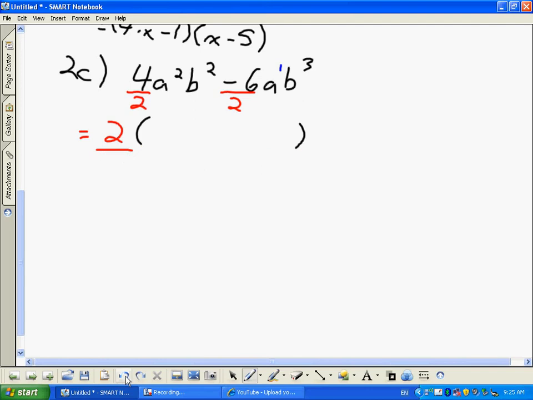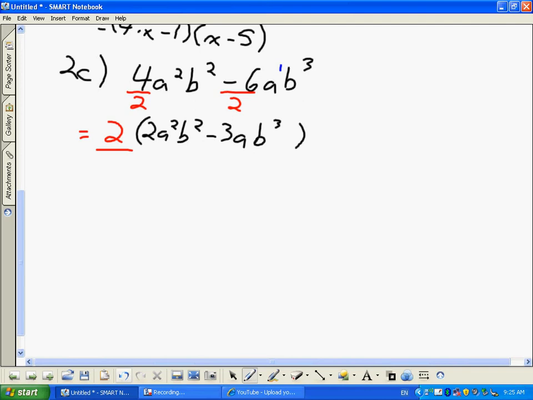Get rid of those lines. So when I divided it by 2, 4 by 2 is 2. I'm going to keep my a squared and b squared. We'll deal with that after. Negative 6 by 2 is negative 3. A technically to the power of 1, but we need to write it in. Okay, so I've taken out a common factor for the coefficients.